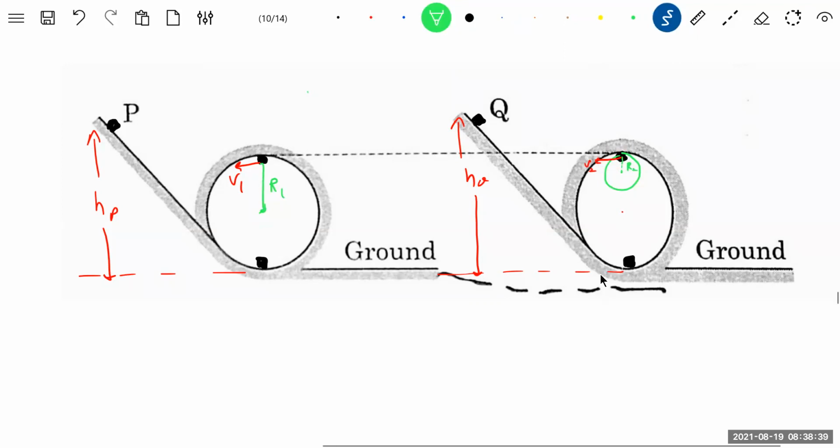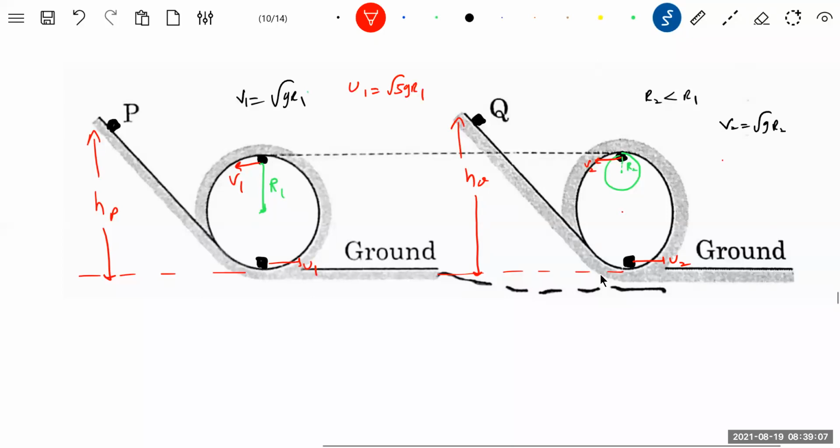So here R2 is less than R1. Then what is the minimum velocity to complete the circular path here? Root gR1, and here root gR2. Agreed? Then at the lowest point, what is the velocity needed? U1. Here you call it U2. Now we know U1 should be equal to how much?